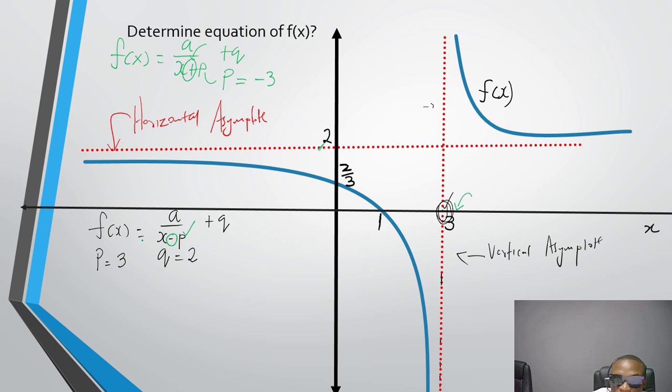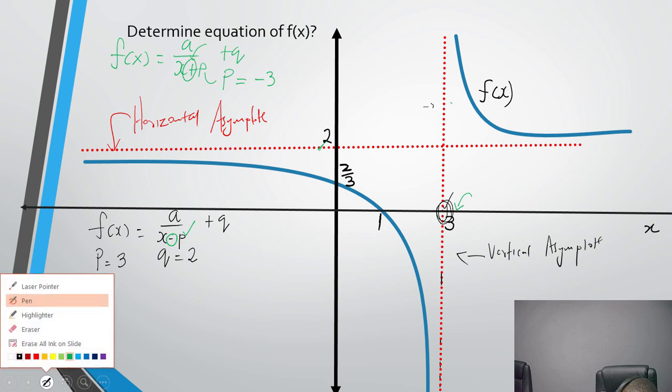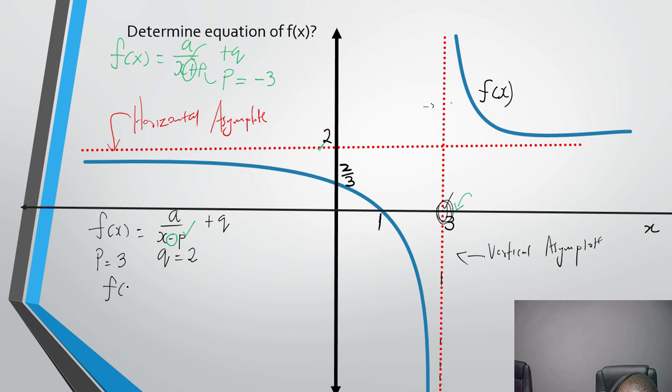Now, after knowing p and knowing q, you have to find the value of a in your equation. So let me update my equation a little bit. I'm going to say f of x equals a over x minus 3 plus 2. I said p is 3, q is 2. Now you are almost done with finding the equation of f of x in this case. You just need to find a.